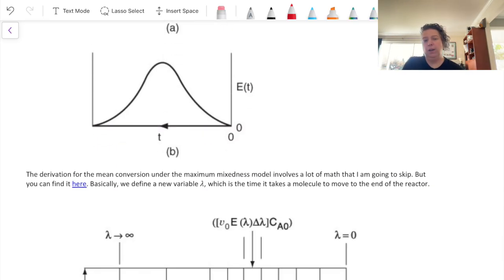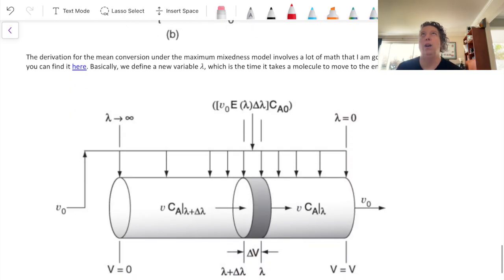Okay, so just like with the segregation model, we want to be able to calculate the mean conversion for the maximum mixedness model. It involves a lot of math that I'm going to skip. This is going to be one of those cases where I'm going to give you an equation and just say, let's use it. However, if you are interested in the math, click this link. It should take you to where that is derived in the Fogler textbook.